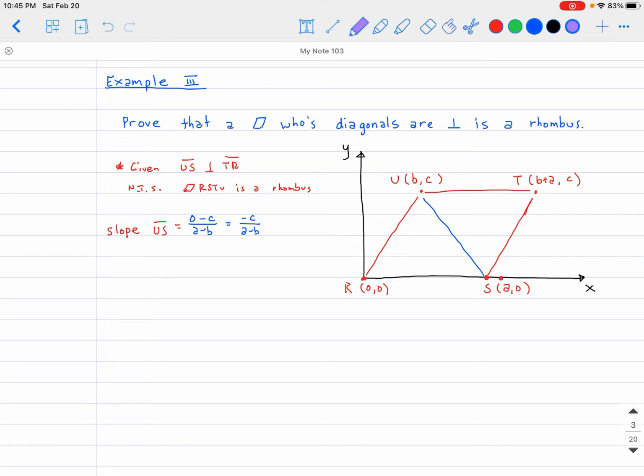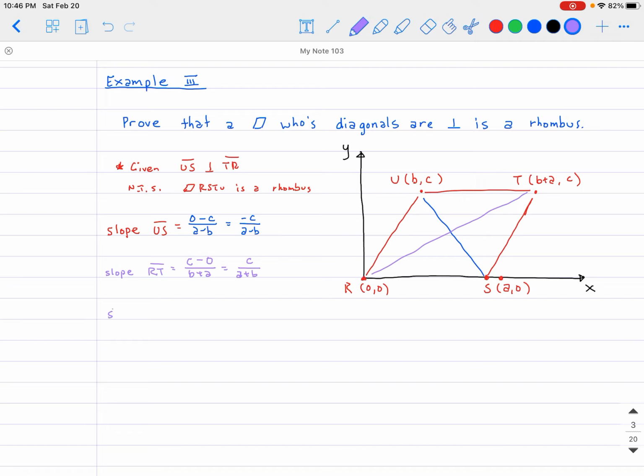All right, now I'm going to do the same thing for RT over here. So I'm going to solve for the slope of RT. The slope of RT is going to be (C − 0) divided by (B + A). So if I clean that up, that's C over (A + B). Okay. Now, since we know that the two are supposed to be perpendicular to each other, that means their slopes are supposed to be negative reciprocals of each other.